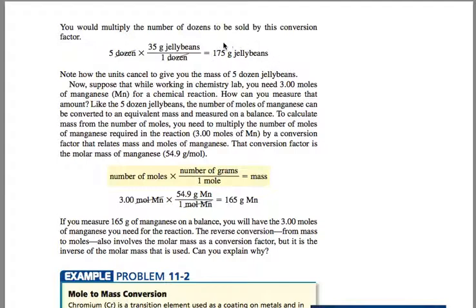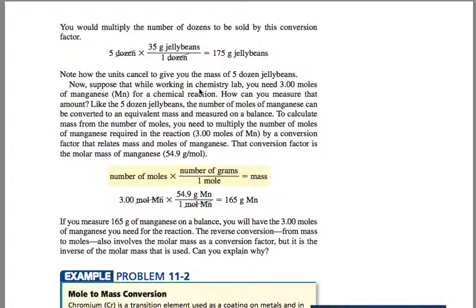So grams of jelly beans is the unit that comes at the end. It is also the unit that goes on top. The units that we have in both parts of the equation, one goes on top, one goes on bottom so that they can cancel each other out. Note how the units cancel to give you the mass of 5 dozen jelly beans. Okay, 5 times 35 is 175 grams of jelly beans.